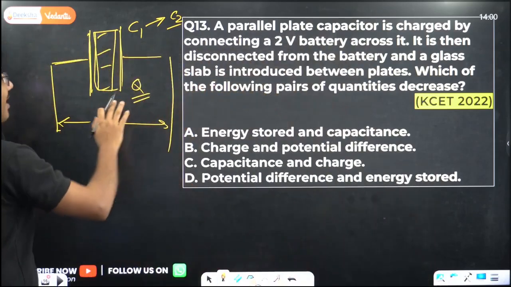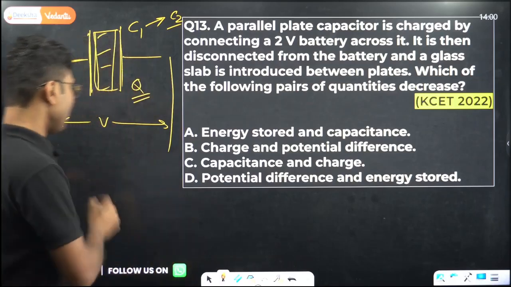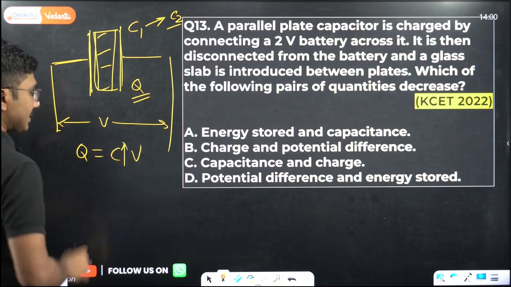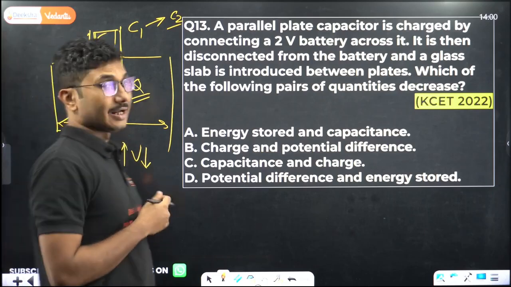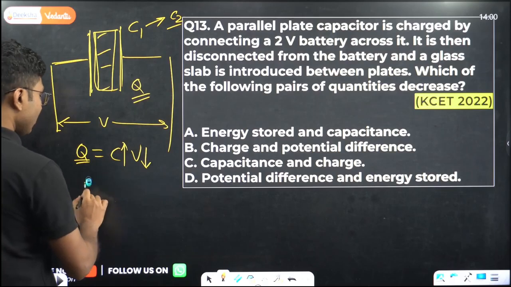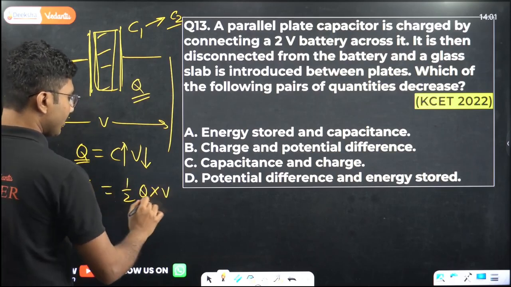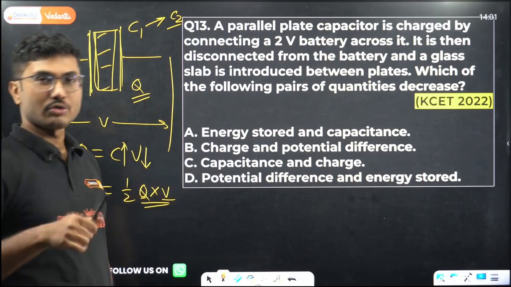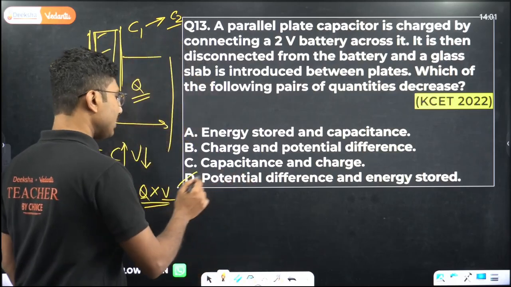Now because charge is constant and capacitance is increasing, voltage should decrease because Q equals CV. So if you are increasing the capacitance and the charge remains constant, voltage has to decrease. That means in this particular case, voltage is decreasing. Now if voltage is decreasing, the energy stored in the capacitor, given by half QV, with Q constant and voltage decreasing, should also decrease, right? So potential difference and energy stored both are decreasing.